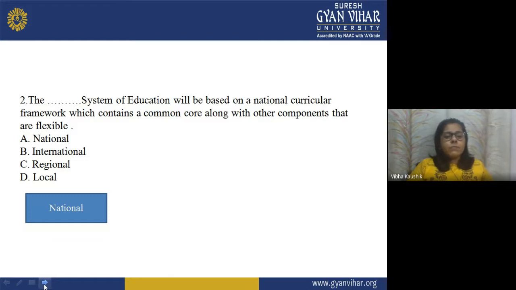The second one: the dash system of education will be based on a national curriculum framework which contains a common core along with other components that are flexible. Now the options are A, national, B, international, C, religion, or D, local. Now, students, you have to give the correct answer, and the correct answer is national, means the national system of education will be based on the national curricular framework.